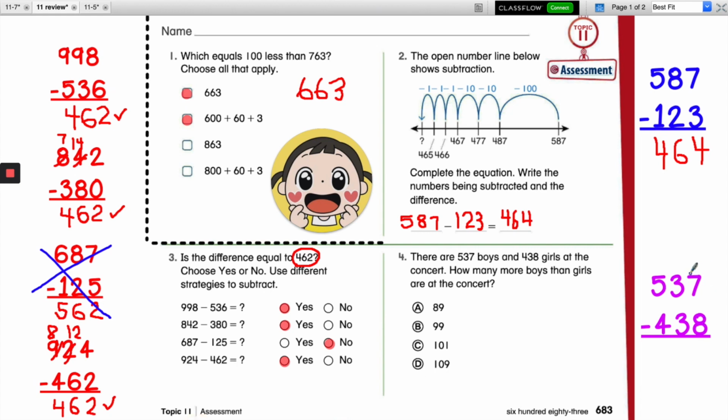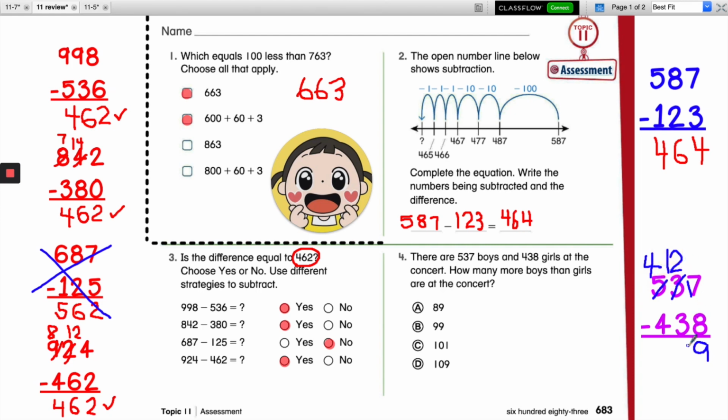More on the floor, so we need to go next door and get 10 more. So 3 turns into a 2, and 7 turns into 17. 17 minus 8 equals 9. 2 minus 3. Can we do 2 minus 3? No, there's more on the floor. So we need to, again, go next door. Get 100 more this time. 5 turns into 4. And this 2 turns into a 12.